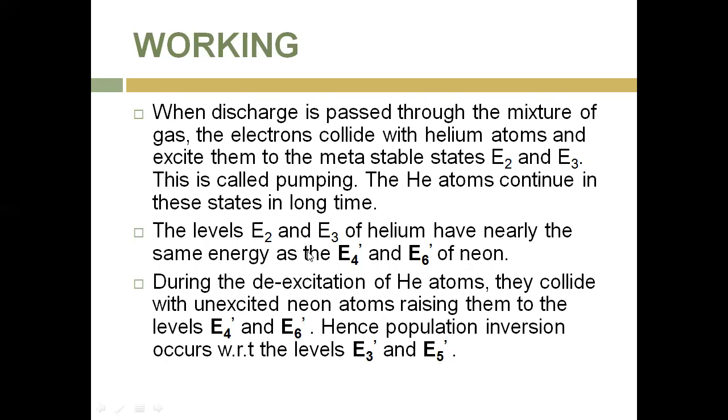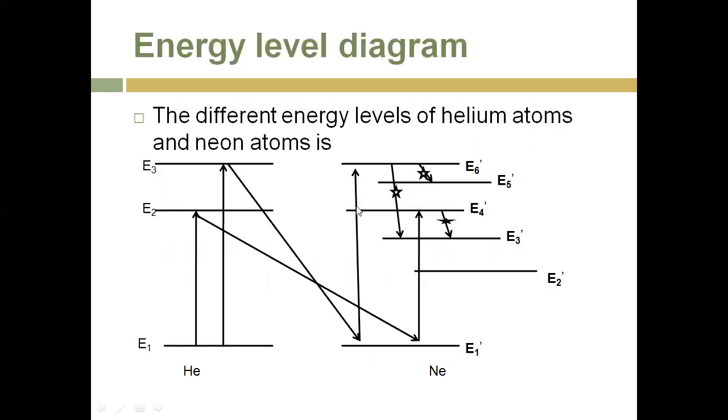The levels E2 and E3 of helium atoms have the same energy as the E4 and E6 energy levels of neon atoms. E3 has the same energy as the E6 energy level of neon, and E2 has the same energy as the E4 energy level of neon. So when the helium atoms get excited from the E1 energy level to E2 and E3 energy levels due to the electric discharge process, after the completion of their lifetime, they come back to the lower energy levels by transferring of energy.